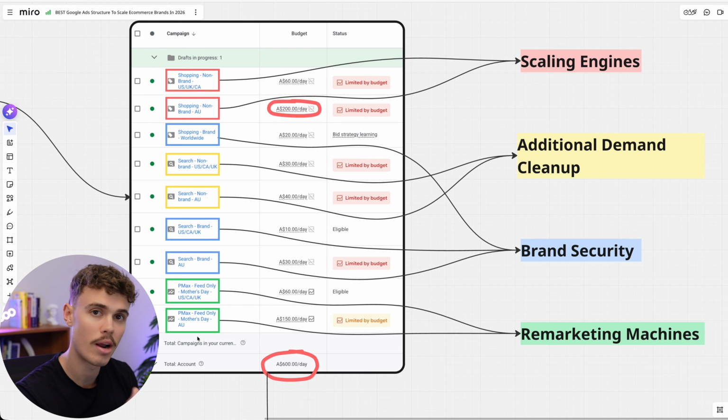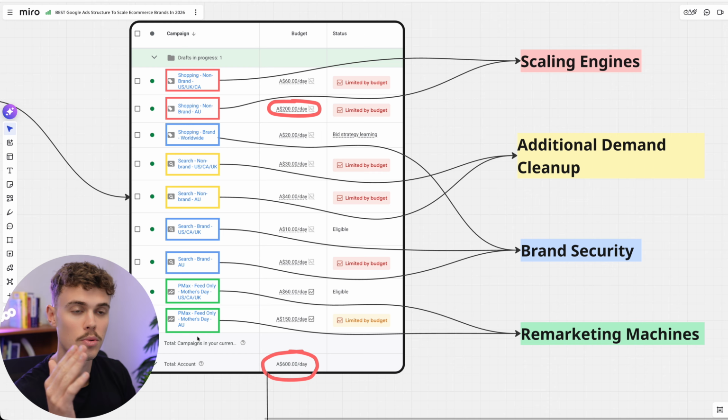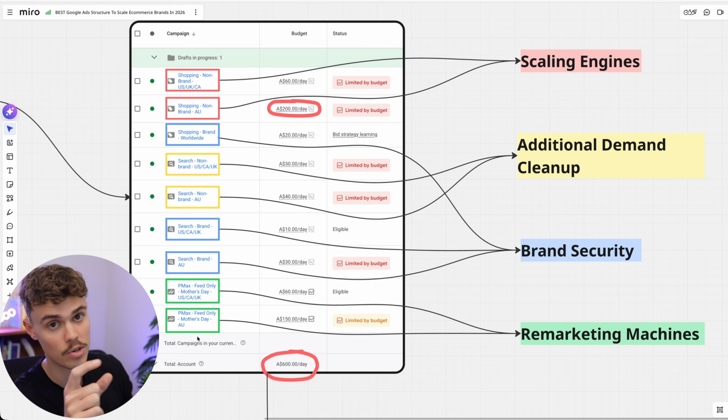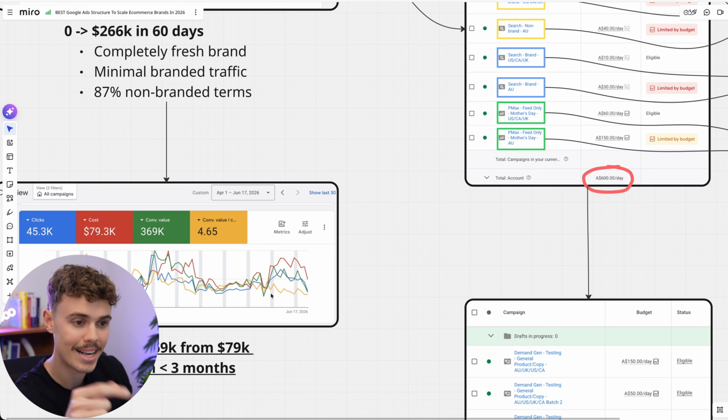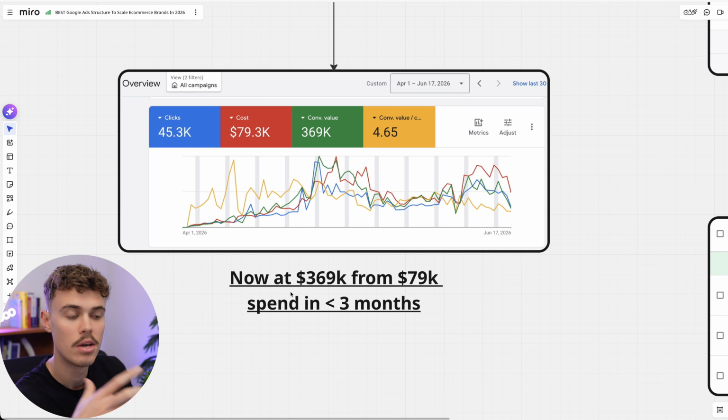So again, exclude branded traffic, run your PMAX campaigns with your top products, and you'll get pretty good results. And then when we scaled to the next level for them, you can see we're at 369K now in less than 3 months. So we're still over that 133K per month mark now.